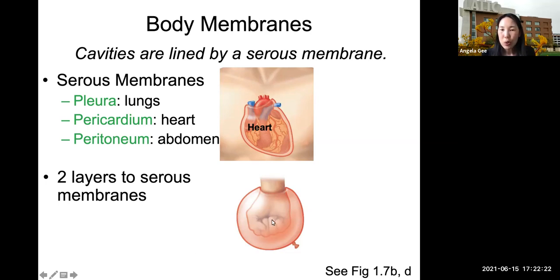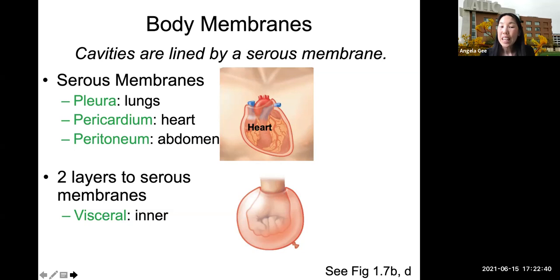So this cartoon here showing the fist punched into a balloon is trying to represent the two layers. So imagine the fist is actually your heart. You'll have a part of the balloon or the membrane actually touching the heart. That's the inner membrane. And then you have the outer edge, which is the outer membrane.